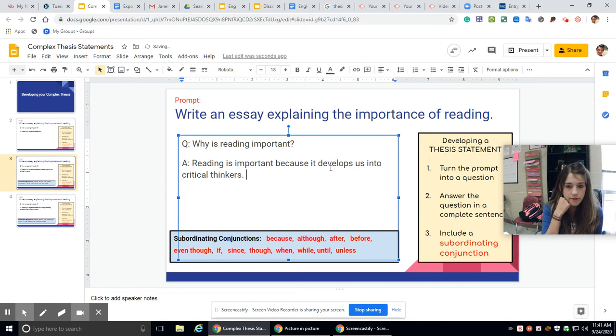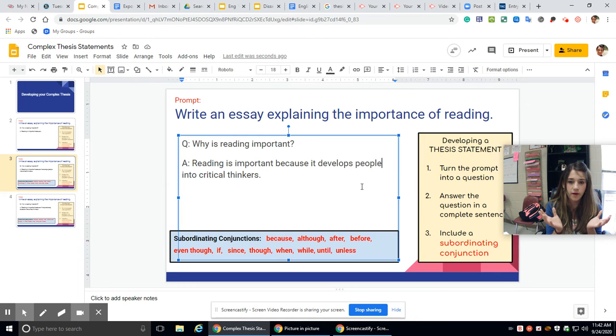Okay, so I kind of like the way that sounds, but I want to spend some time making sure that I really do like all of the word choices that I have used. And actually, let's see, I kind of am stuck on this word right here. It develops us into critical thinkers. Well, who is us exactly? That kind of sounds a little vague to me. So maybe instead of us, maybe I change it to people. Reading is important because it develops people into critical thinkers. But gosh, honestly, that still seems kind of vague.